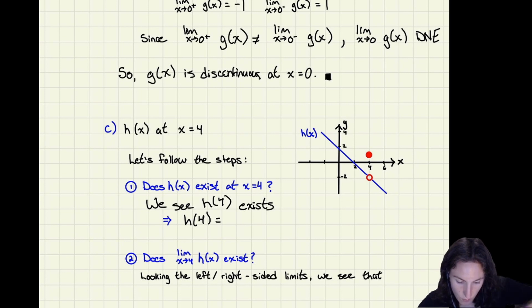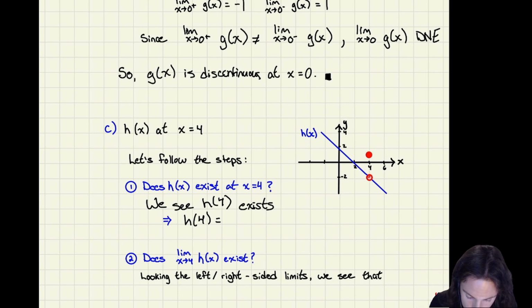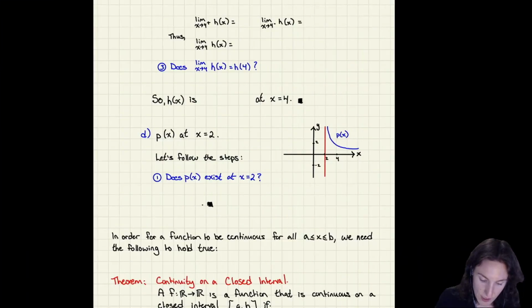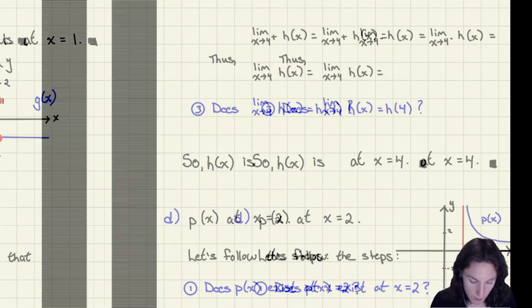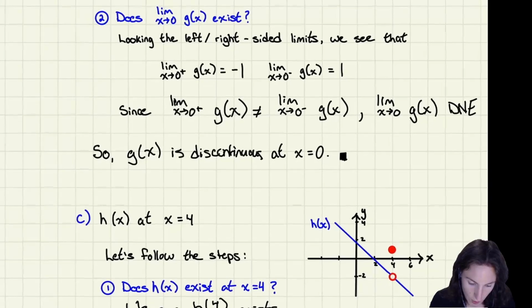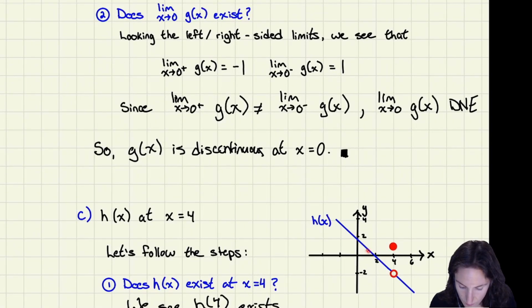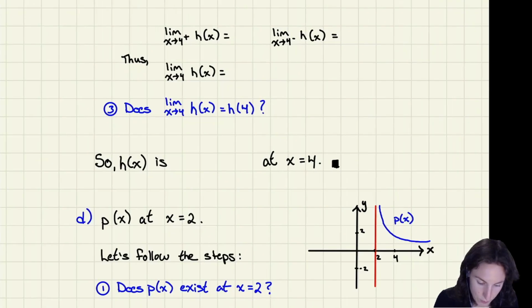Our h of 4 isn't equal to this part. It's undefined here, but it's equal to 1, where that filled in circle is. Now, let's see if the limit exists. So we have to check the left side and the right side. And if we jump back quickly to our picture, we can see that regardless if I come down from the left or from the right, in both situations, I'm going to get that the limit is equal to -2.